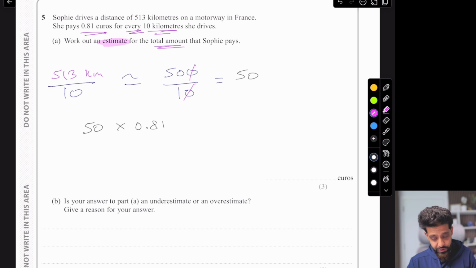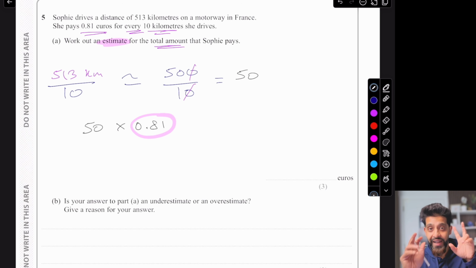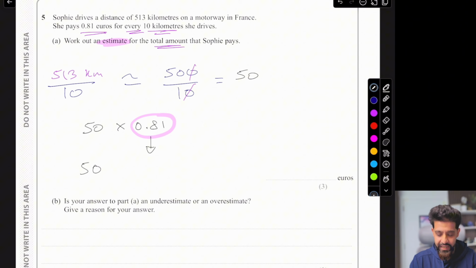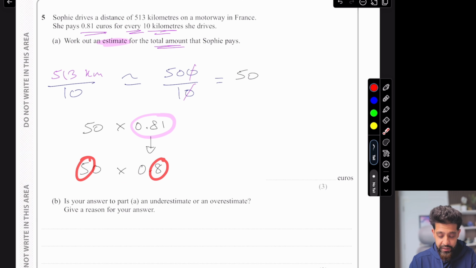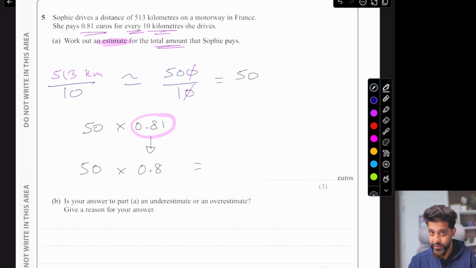Once again, it's going to be quite challenging to do this calculation. So this can be estimated. Some students round a number like 0.81 to 1. Common misconception, common problem, because you're rounding too much. Instead, you should round to one significant figure, and that would make it 0.8. Then you ask yourself, how do I do this calculation without a calculator? Well, you just do 5 times 8. What's the answer to 5 times 8?